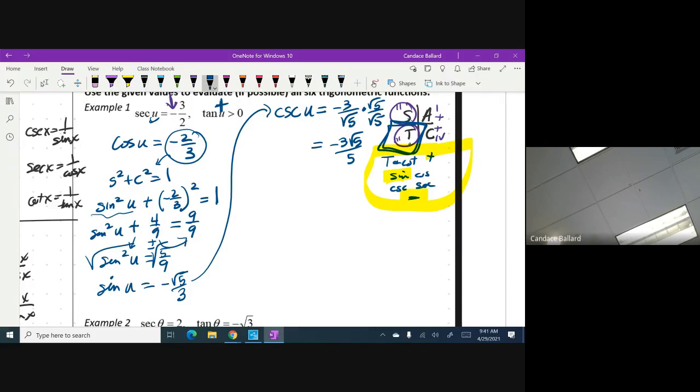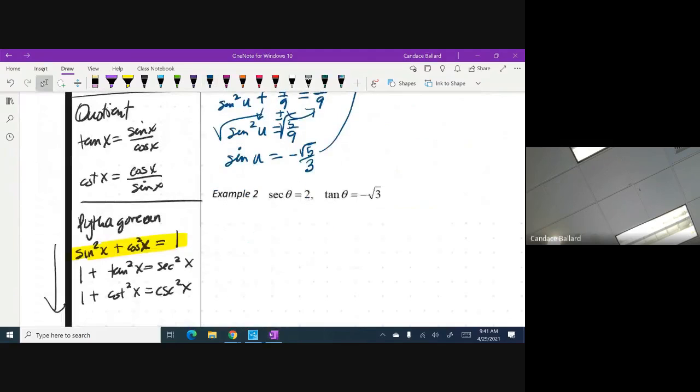So I could use a lot of different things to get there. I know that I could use my secant and use a Pythagorean identity, but I want to teach you a different one. I'm going to use the quotient identity and show you how. So I could do Pythagorean. I could do quotient. So I'm going to choose the quotient identity this time.